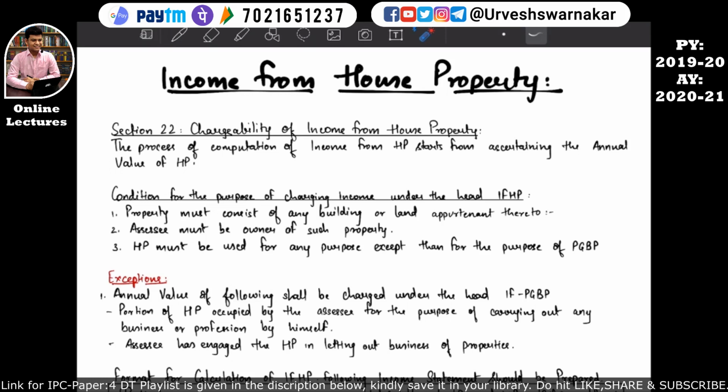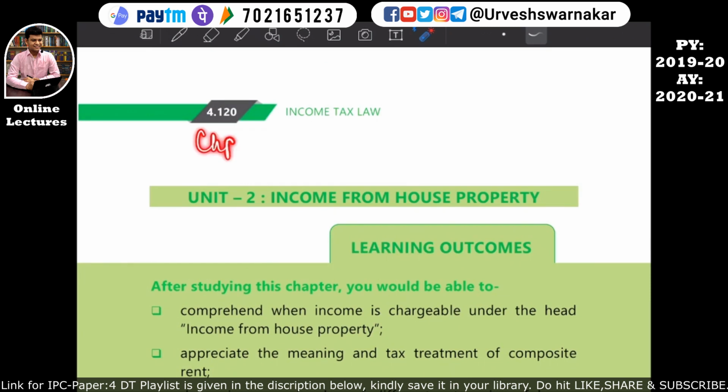The very first head of income that we are going to study is income from house property. Income from house property is given under chapter number 4, module number 2, unit number 2 of chapter number 4, on page number 4.120. I hope this is quite clear to you all.